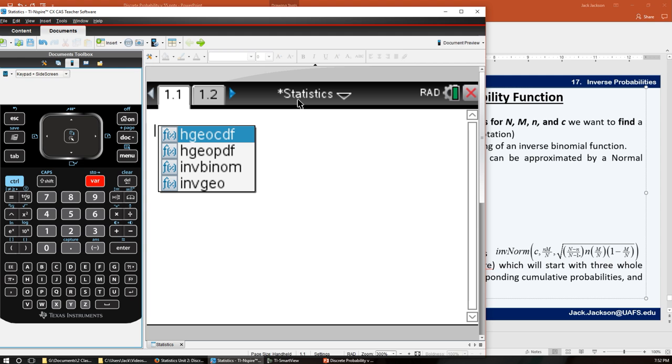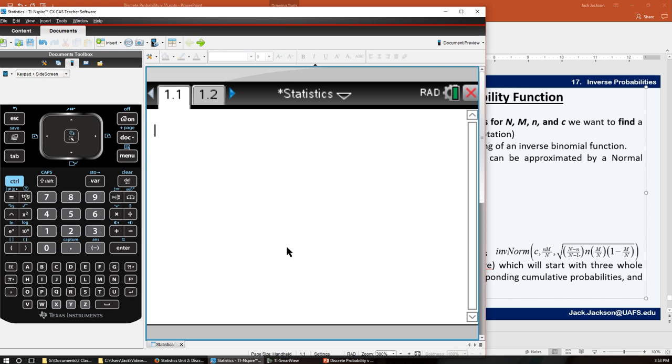So the way I've got mine set up is I've got a document called statistics, and in that I have these functions, and these are the ones that I've programmed in earlier: a hypergeometric PDF and CDF, and then inverse geometric and inverse binomial, and we're going to add to that an inverse hypergeometric in this particular one.